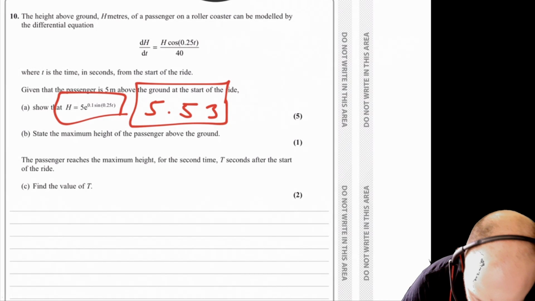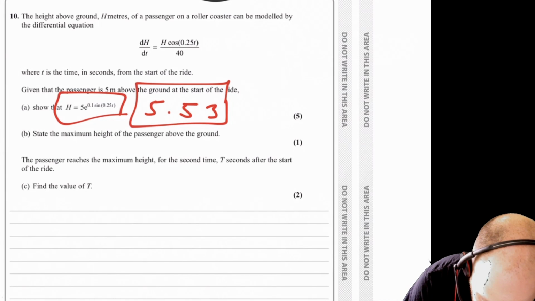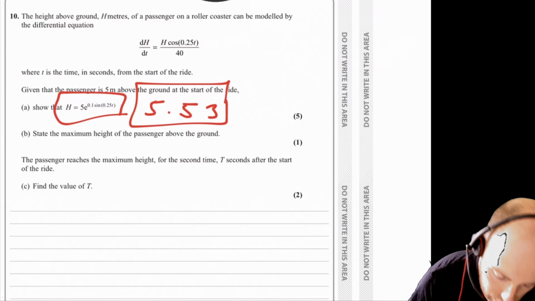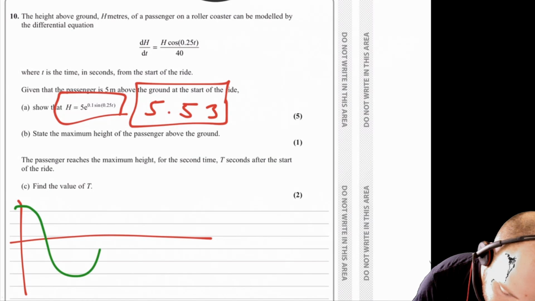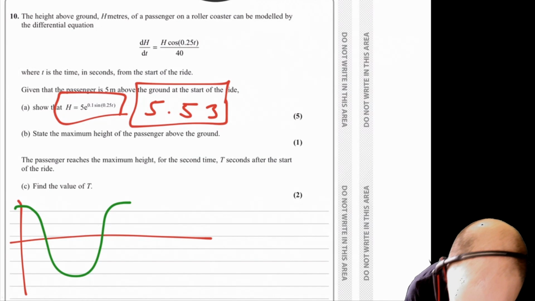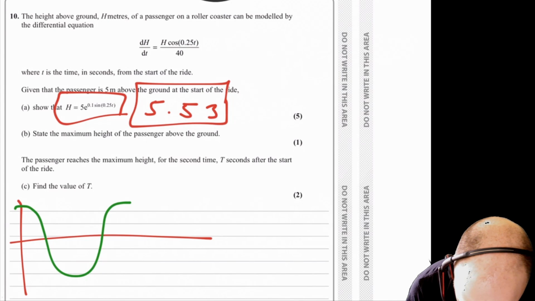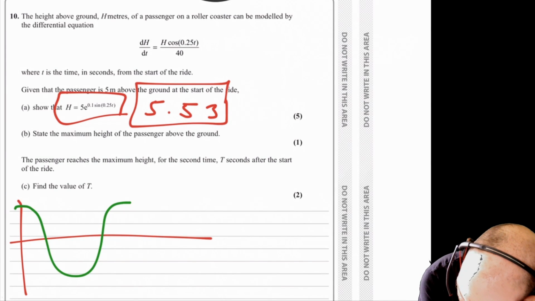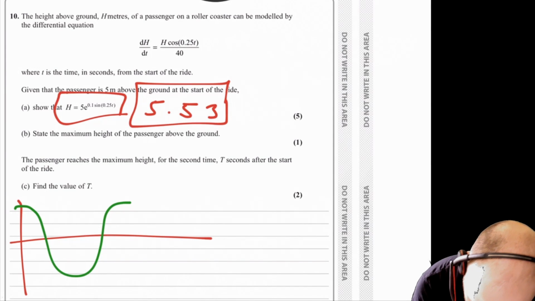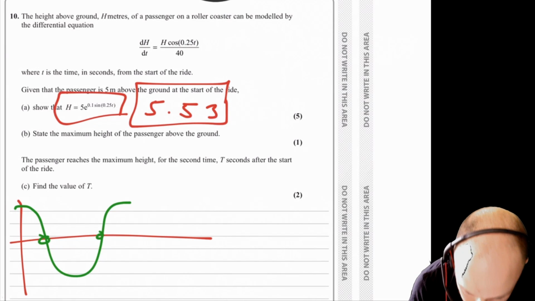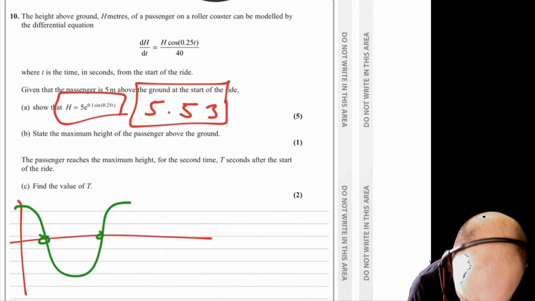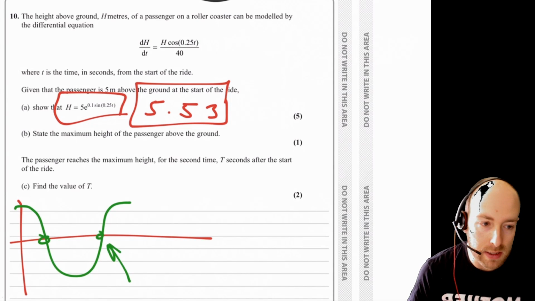Last bit: the passenger reaches the max height for the second time t seconds after the start. So the first time the passenger reaches the max height, we're not going to draw h, that would be impossible. So we're going to draw the differential. We want to find these 2 times here, and this one specifically in terms of t.